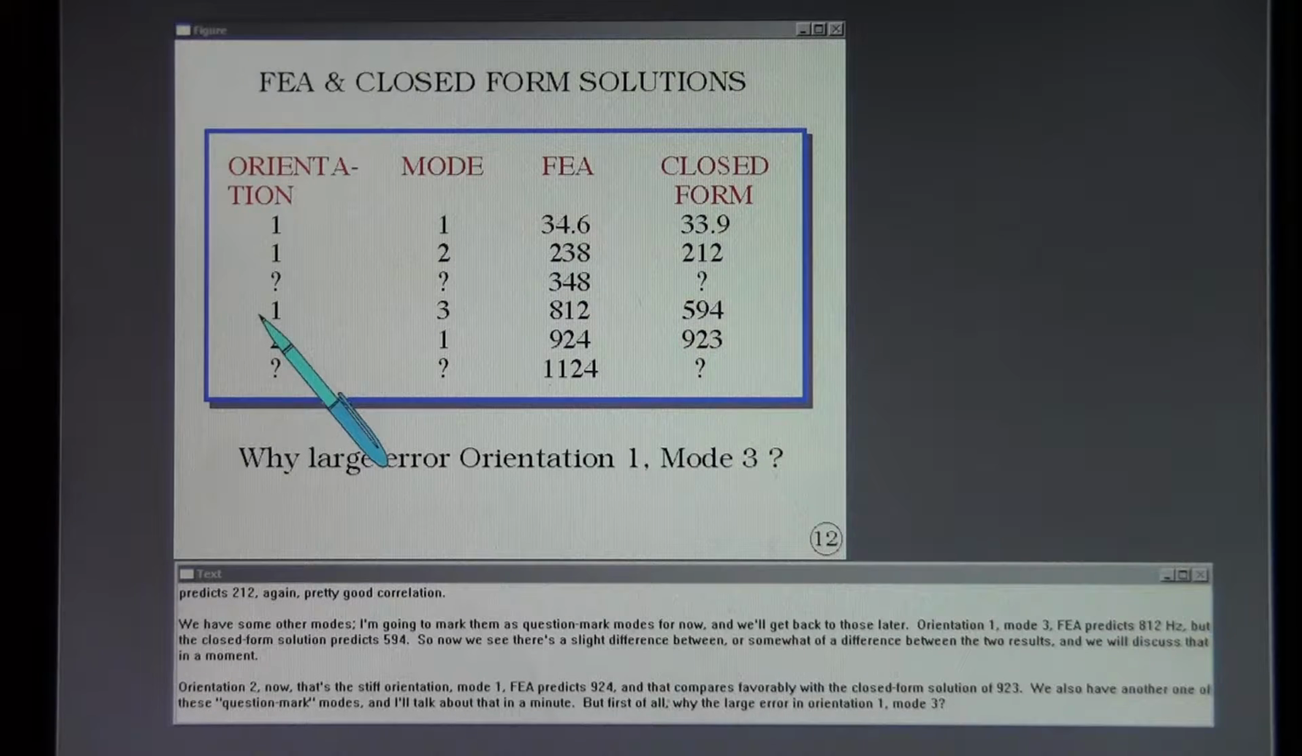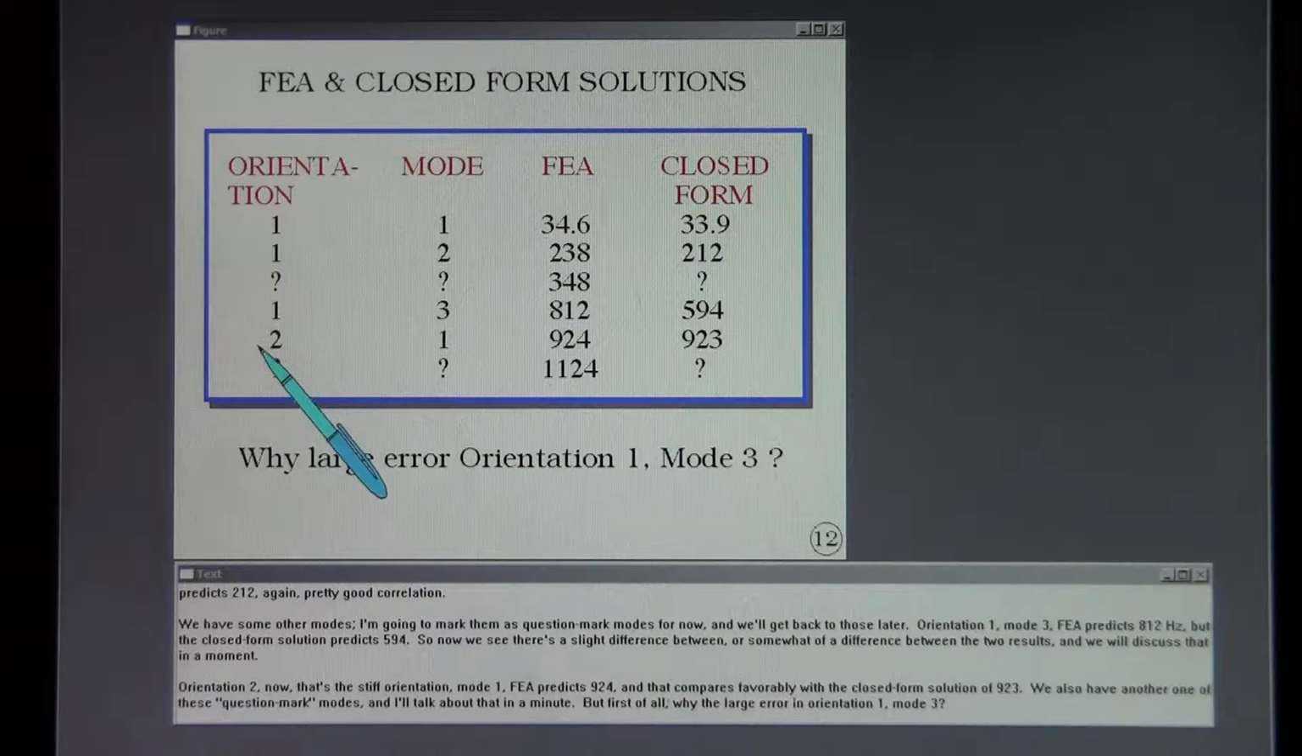Orientation 1, mode 3, FEA predicts 812 hertz, but the closed form solution predicts 594. So now we see there's somewhat of a difference between the two results. And we'll discuss that in a moment.